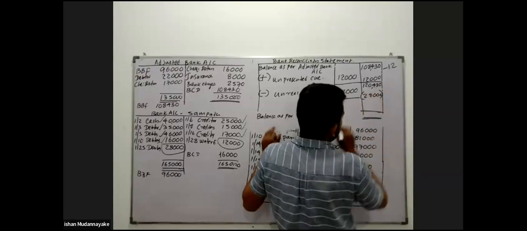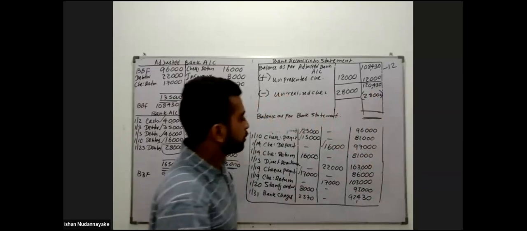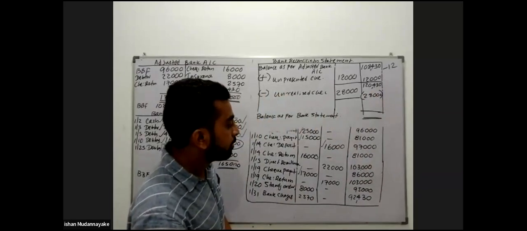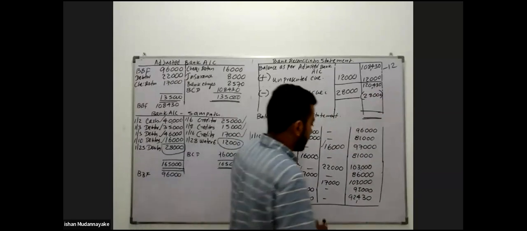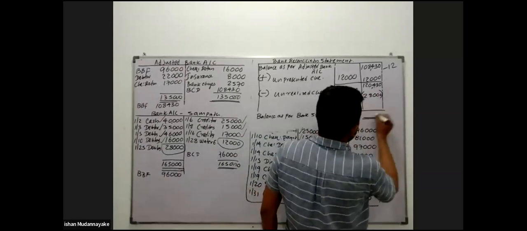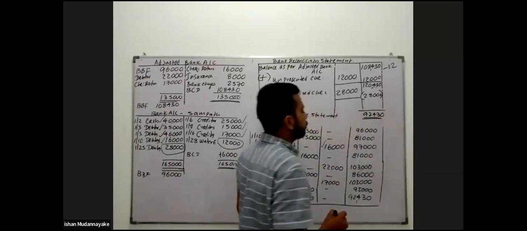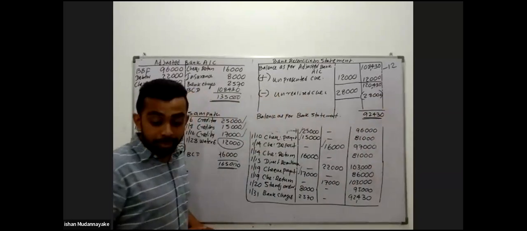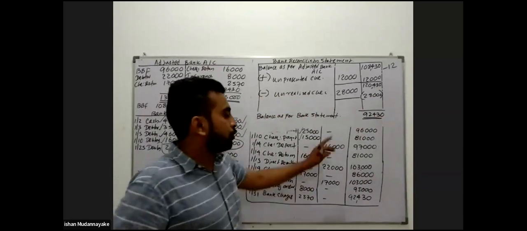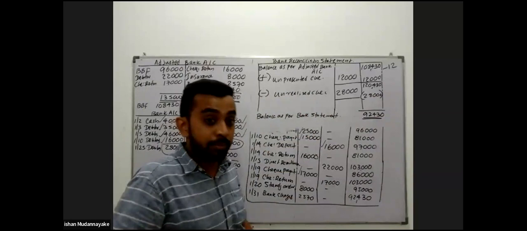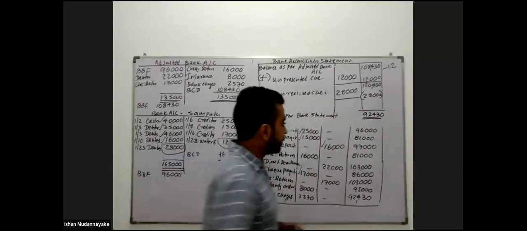Then the balance, how much? 120,430 minus 28,000 is 92,430. Tell me, here the balance is how much? 92,430. So 92,430 is the balance available in the bank statement.